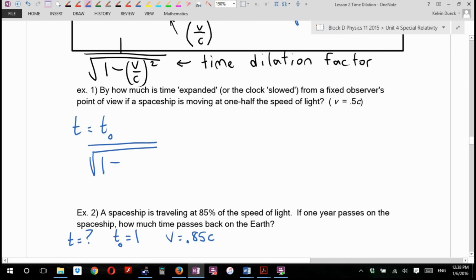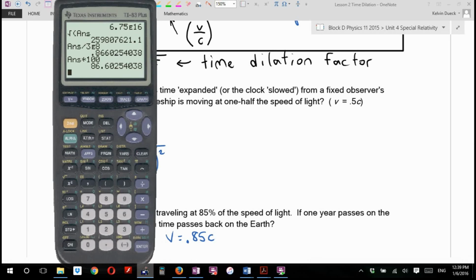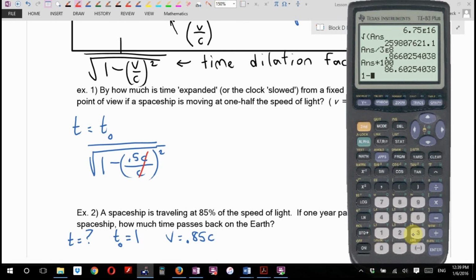What speed is this ship traveling at? And this question isn't asking how much time has passed. It's asking by what factor is the time expanded or slowed down. So if I put a 0.5 c over c all squared, Jilun, what happens to the c's? They cancel. The bottom, I get this. 1 minus 0.5 squared. Square root of that.